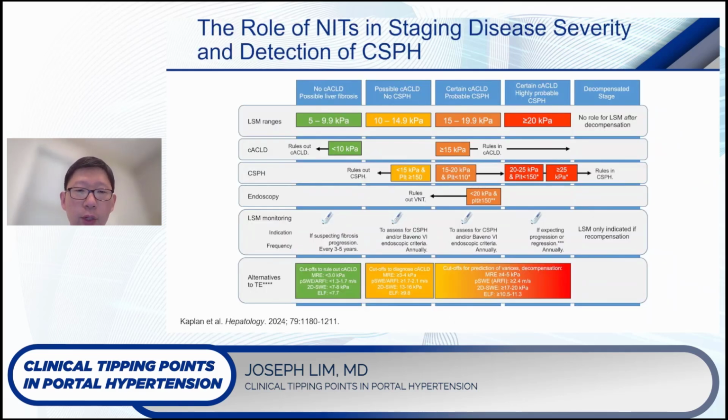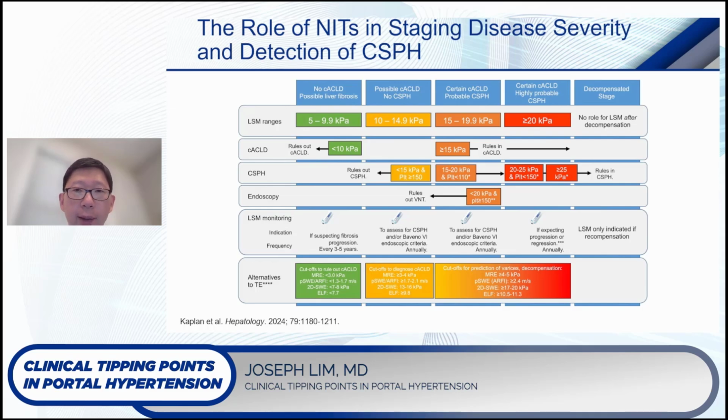So we're going to walk through in the next slide some of the nomenclature and some of the grades of risk for what we call CACLD, which is also known as compensated advanced chronic liver disease, which generally groups F3 fibrosis and cirrhosis patients in the same continuum, and then CSPH, as we've highlighted.